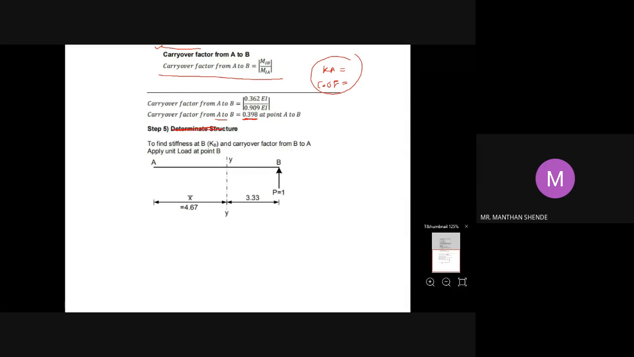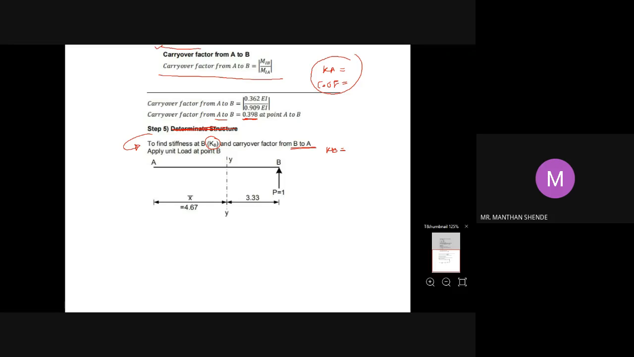Okay. Then next step, you just erase this. There should be no indeterminate structure. Directly in step number 5, you have to find out stiffness at B, that is KB, and carryover factor from B to A. Now for the stiffness at B, KB, again you have to find out the indeterminate moments MIA and MIB.